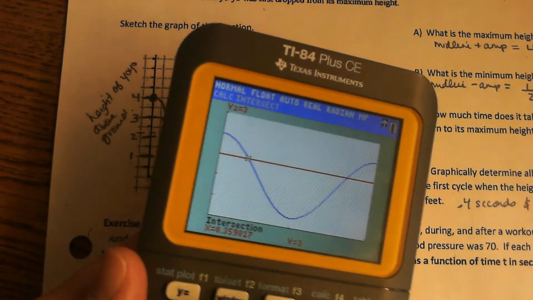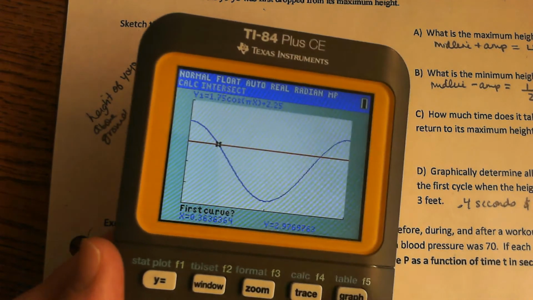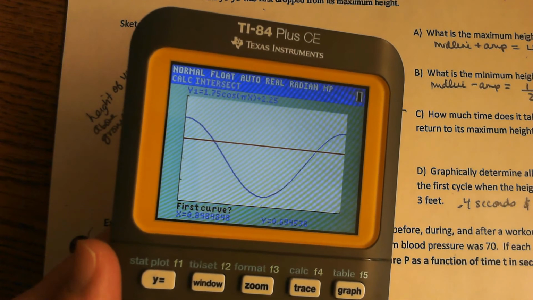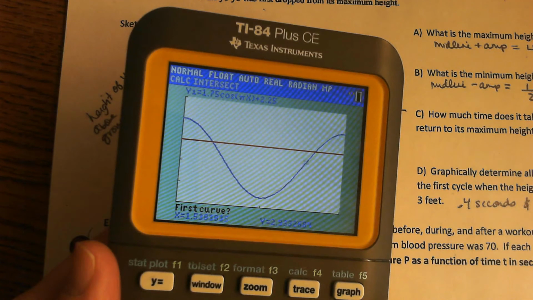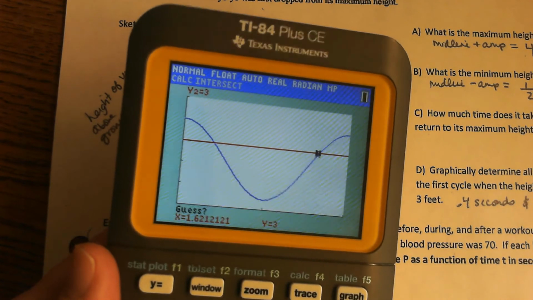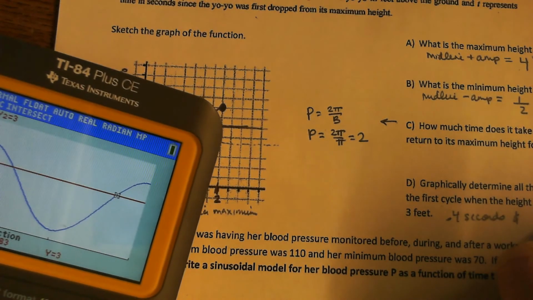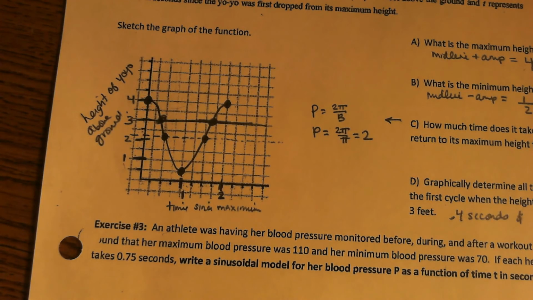And it's going to happen again on its way back up. So second trace intersect, scroll me way over here. 0.6. So on the way down and on the way up.